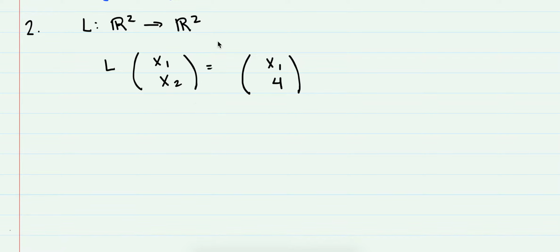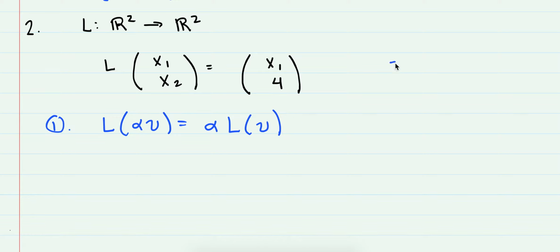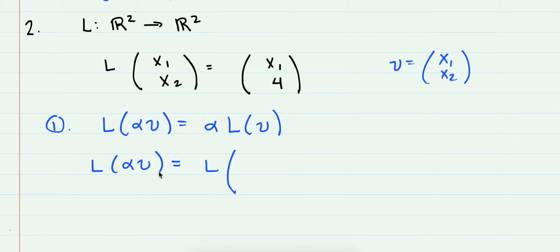Okay, so is it linear? Well, let's check our two conditions. The first one is: is L of alpha v equal to alpha times L of v? So here I'm going to let v just be (x1, x2). Let's see. So L of alpha v is equal to L of, I'm going to multiply everything by alpha, and then I'm going to apply L. And L says I keep what's in the first entry here, alpha times x1, and then I put a 4 here.